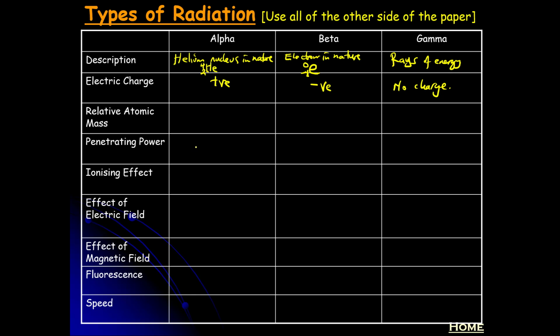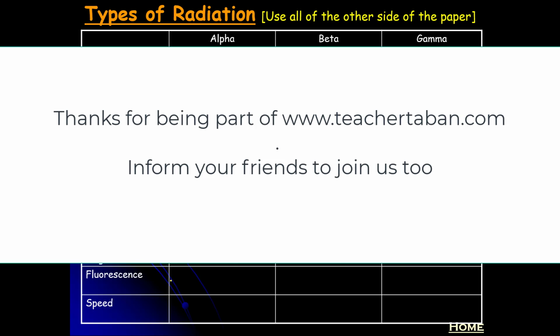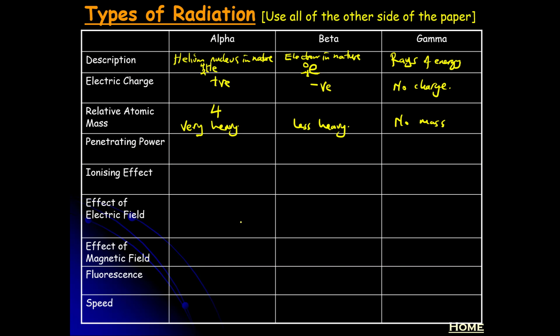The mass, relative atomic mass. Remember, we said that alpha is a helium nucleus in nature. It is not a helium atom, but a helium nucleus. So we said that alpha particles have a mass number, or relative atomic mass, of 4, so they are very heavy. Beta particles are less heavy, and then the gamma rays have no mass.